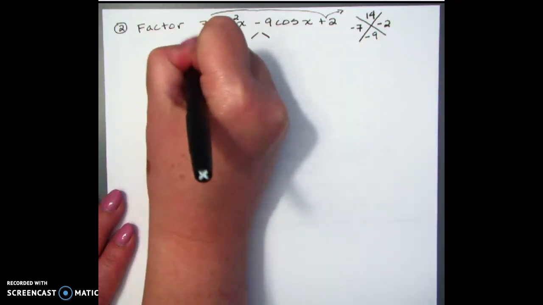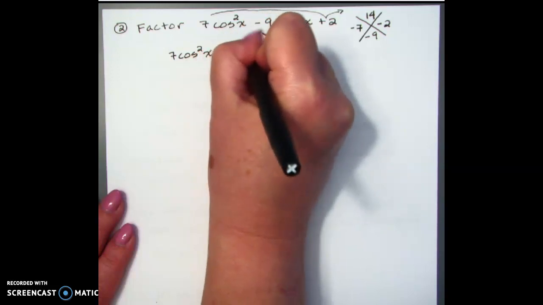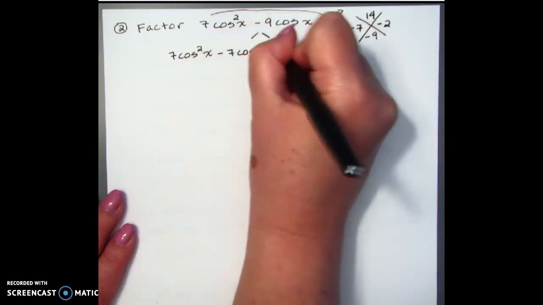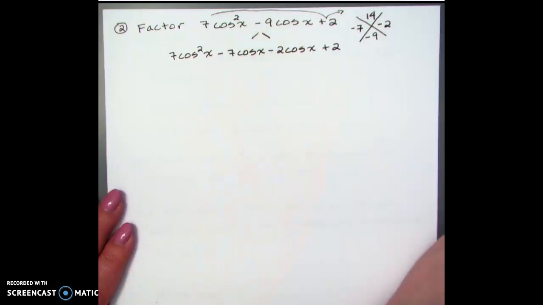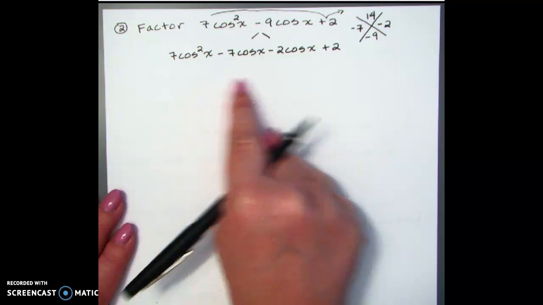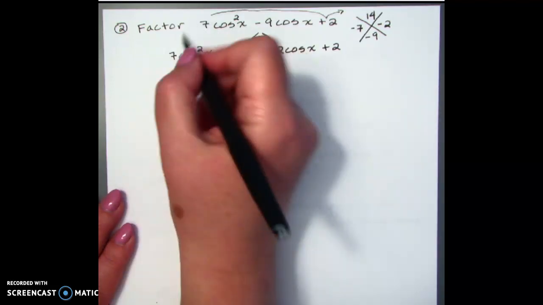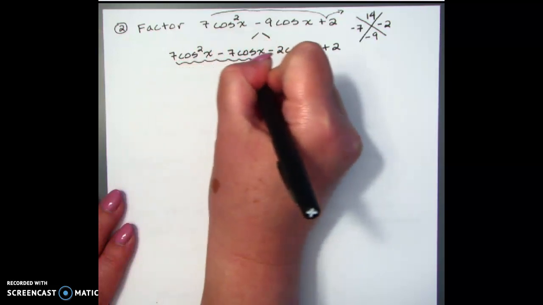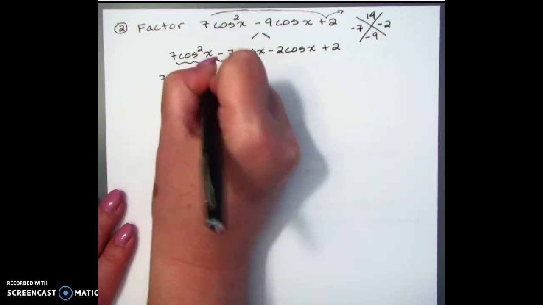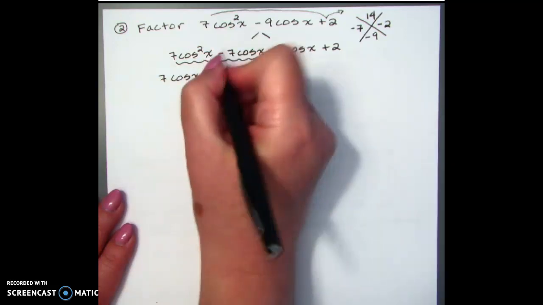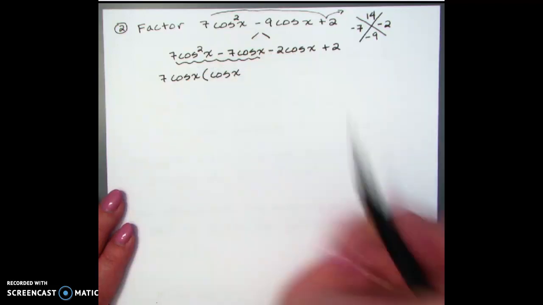So then we're going to take this negative 9 and split it into negative 7 plus negative 2. So we get 7 cosine squared of x. We get minus 7 cosine x. We get minus 2 cosine x. And then we get plus 2. So again, the negative 7 cosine x plus the negative 2 cosine x gives us the negative 9 cosine x. So grouping these together, I can factor out a 7 and I can factor out a cosine of x. And so I would need to multiply that by cosine of x to get 7 cosine squared of x.